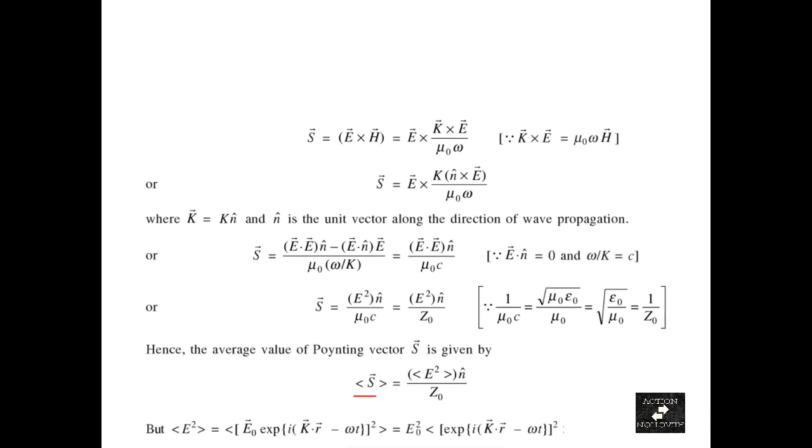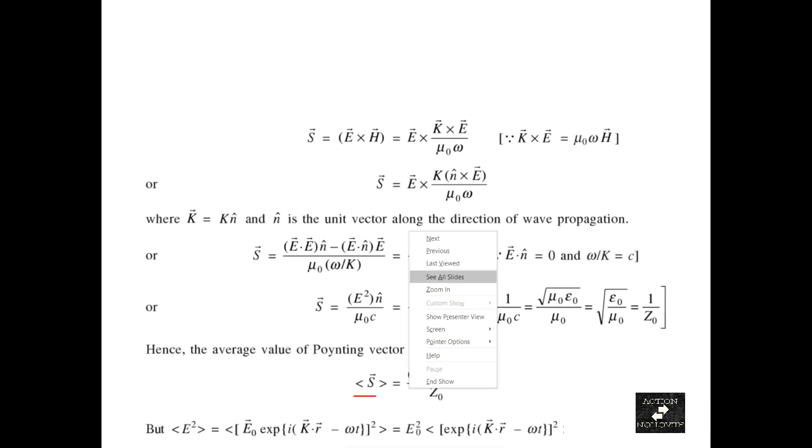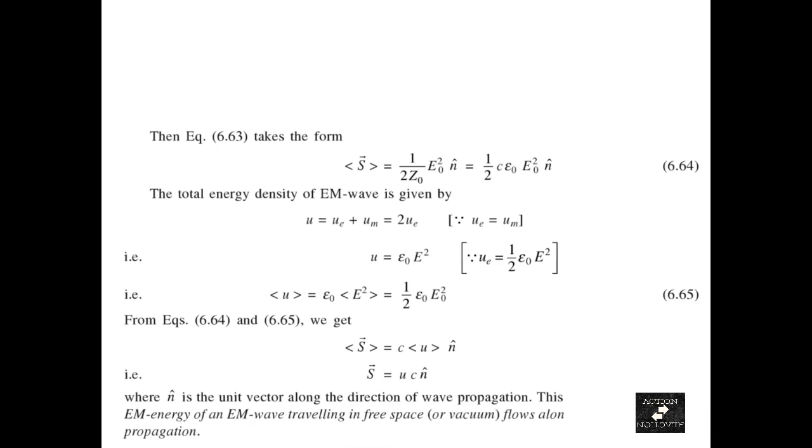So the whole thing becomes E naught square over 2 times n cap over Z naught. And we can also take the square root of E naught square over 2. If you take the square root, you have E naught over root 2, which is E RMS. So this becomes E RMS square n cap over Z naught, and that's equal to the average value of the Poynting vector.